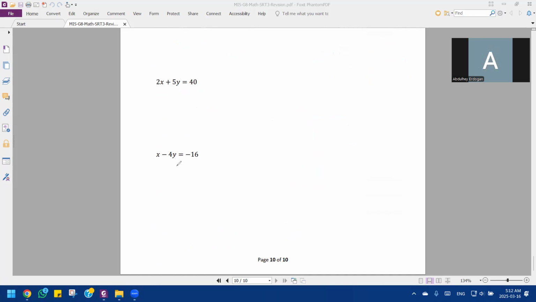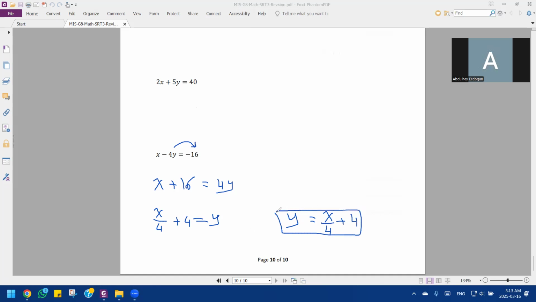Last one, y is negative, take it to the other side. X plus 16 equals to 4y. Now we divide by 4, x over 4 plus 16 over 4 is 4 equals y. Just write y to the left. Y equals to x over 4 plus 4. This is y the subject.